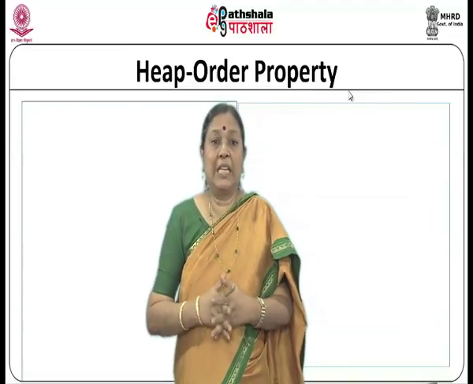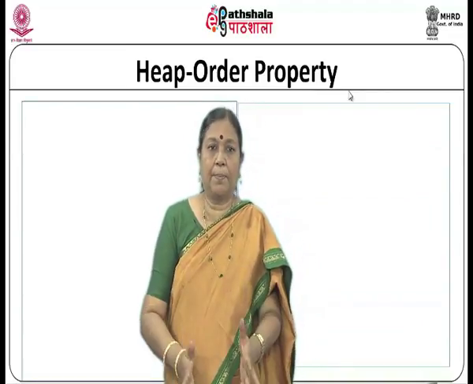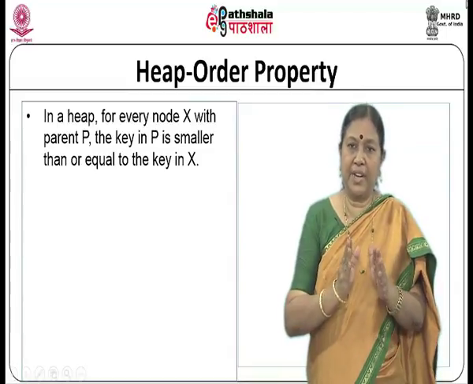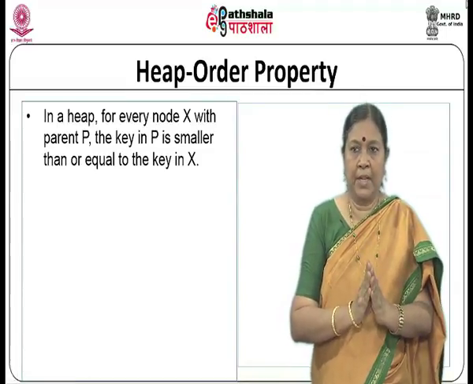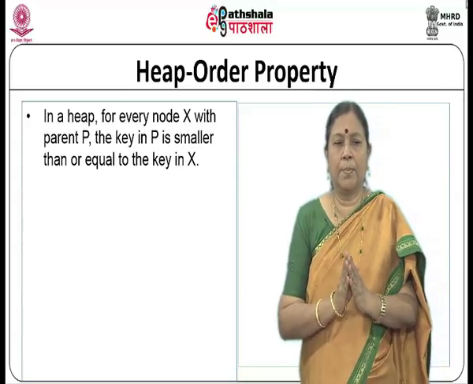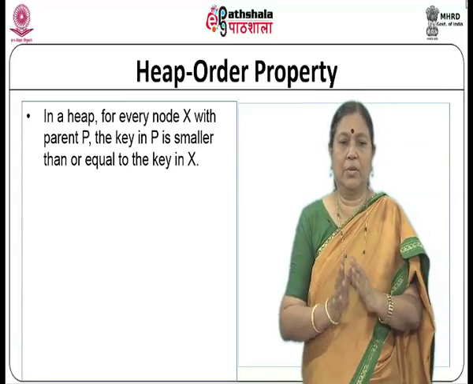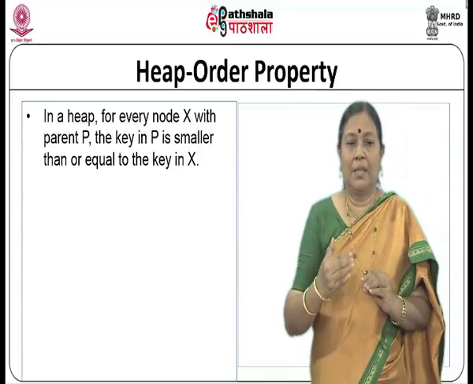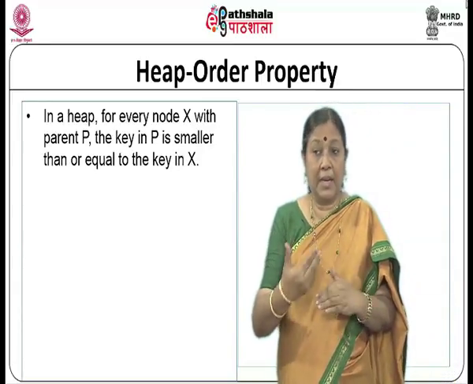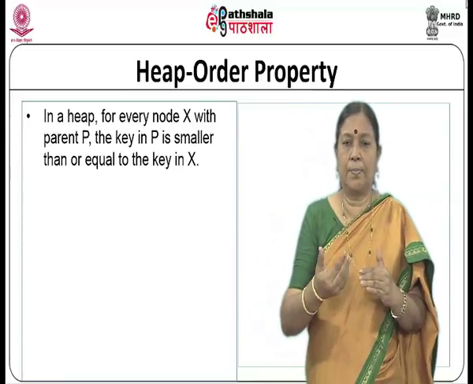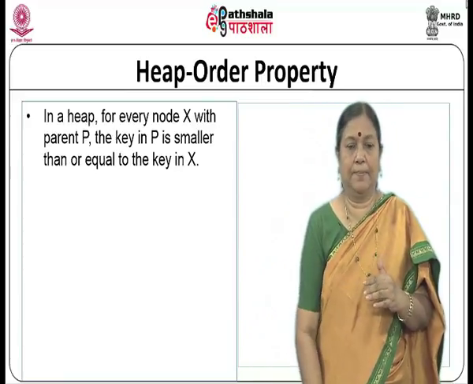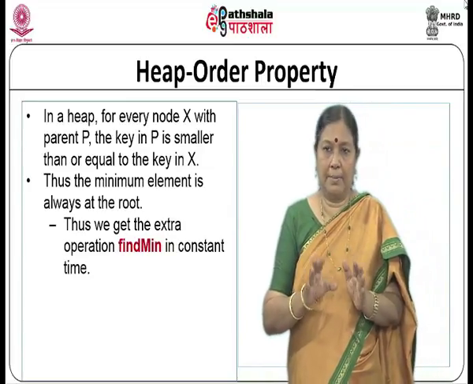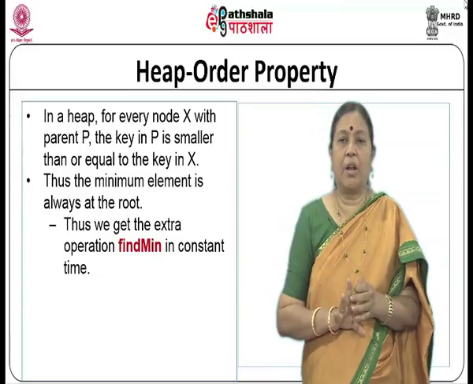The other property is the heap order property. Now, what is this heap order property? In a heap, for every node x with parent p, the key of p is smaller than or equal to the key in x. Here we have two types of heaps, we will come to that later. Here we are talking about the parent having a lower key. So, this is a min heap. Thus, the minimum element in this particular definition is always at the root.